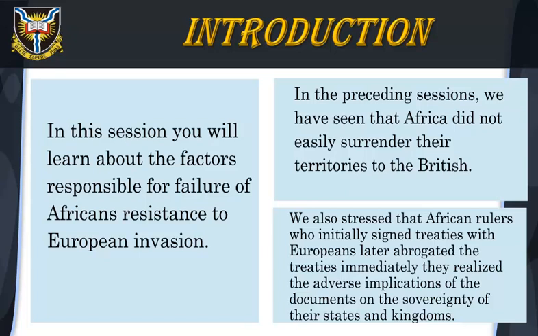In the preceding sessions, we have seen that Africans did not easily surrender their territories to the British. We also stressed that African rulers who initially signed treaties with Europeans later abrogated the treaties immediately they realized the adverse implications of the document on the sovereignty of their states and kingdoms.